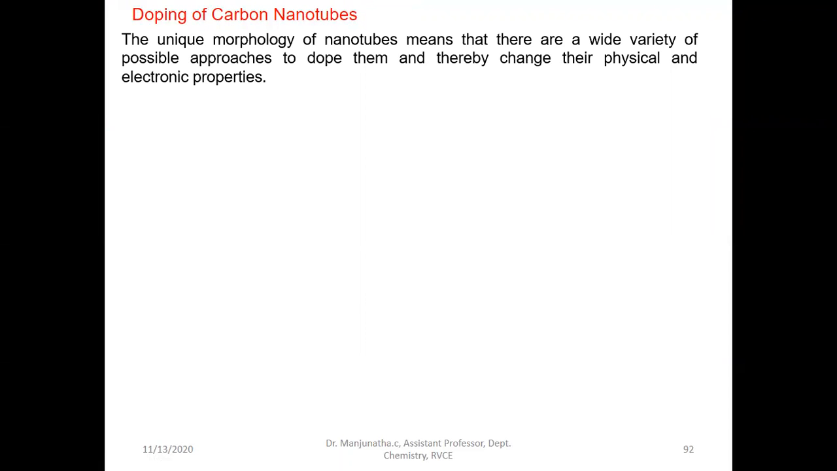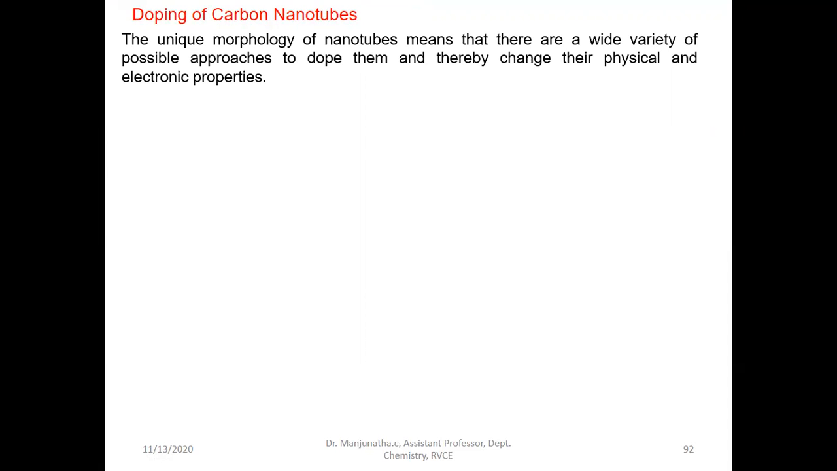Actually, it is completely insoluble in water. Since carbon is non-polar in nature, it is not soluble in polar solvents, especially water. Therefore, it limits its applications. If any material is not soluble in water, its applications will be very limited.